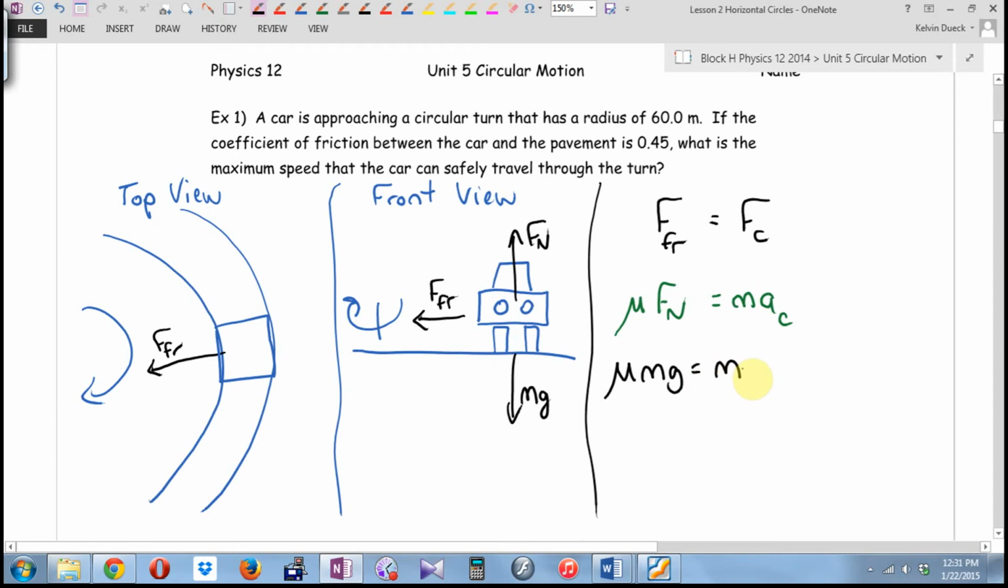Which equation do I want to use for A? What do they ask me to find? I guess I want the one that has a v in it. V squared over r. Hey, what do you notice in this equation?